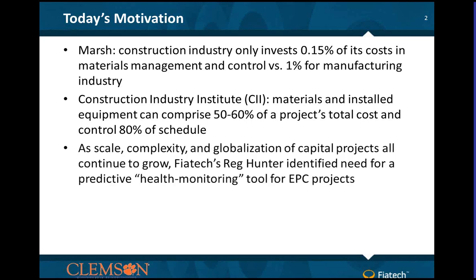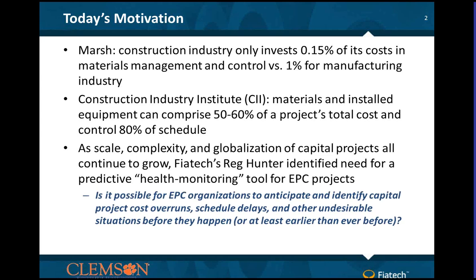If we take those two things together, Reg Hunter, who Nicole just introduced, came to me a while ago with an idea that he had: could we do some sort of predictive health monitoring for EPC projects, where by EPC I'm talking about engineering, procurement, and construction projects. Can we diagnose problems, if you will, before they happen?